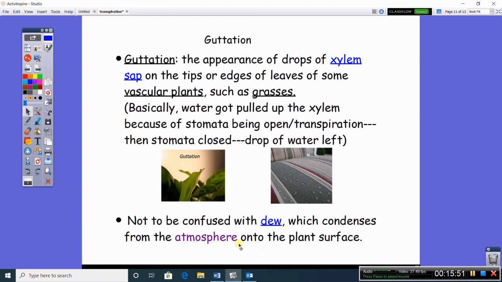We don't want to confuse this with dew. Dew condenses from the atmosphere onto the plant surface, but it will also condense onto other things like your patio furniture. Okay, if it's guttation, it's really just on the plants and nowhere else.